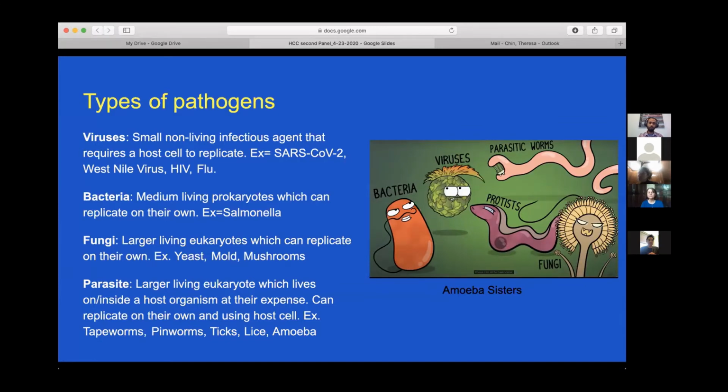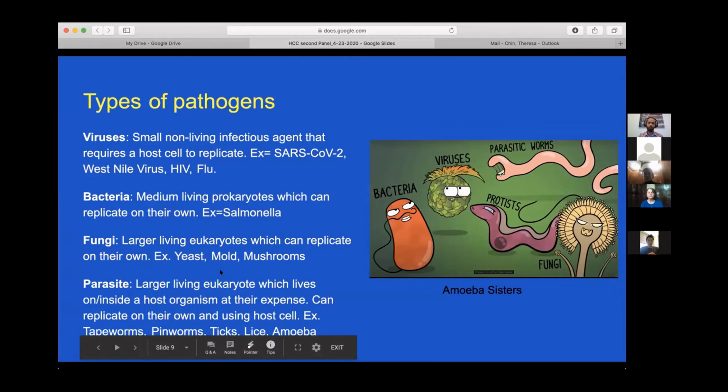Contrast that to bacteria, which are slightly bigger. They're living prokaryotes, so they don't have a nucleus and they don't have as many membrane-bound organelles, and they can replicate on their own. So these do not require a host to replicate. Examples are E. coli and Salmonella.